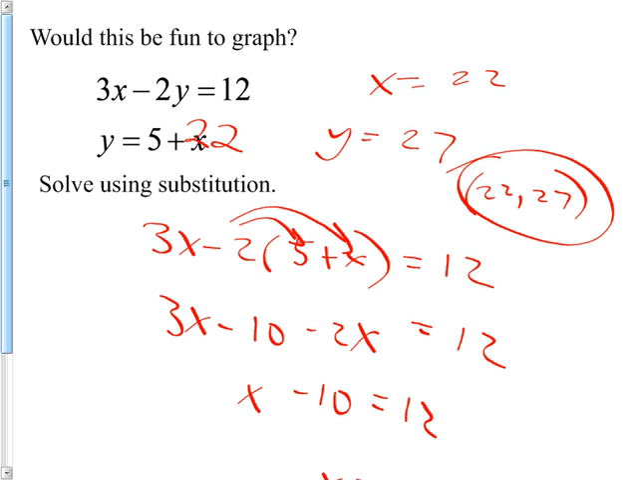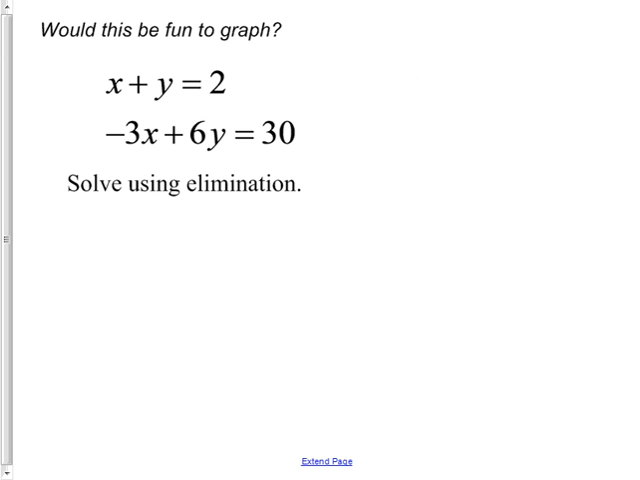Any questions on solving by substituting one equation in the other equation? All right, if I was going to give you one more that had a little bit of a twist on it, how am I supposed to do this? I'm not even going to do elimination. I'm going to do substitution again.